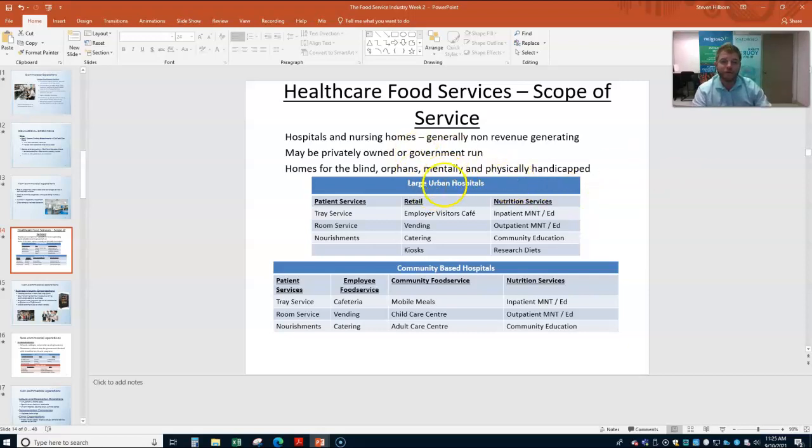Lots of different ways in which that we serve food in these places. So there's patient services where we bring it typically to the room. So tray service or room service and some nourishments. There's the retail. So this is usually for either the employees, or all of the people who are visiting. So this is vending machines and catering and kiosks. And then there's also the nutritional services, which can be both inpatient and outpatient. There might be also some community education and researching of diets and other things in there. And very similar with those community-based hospitals, although sometimes they do have those mobile meals and childcare centers attached as well.